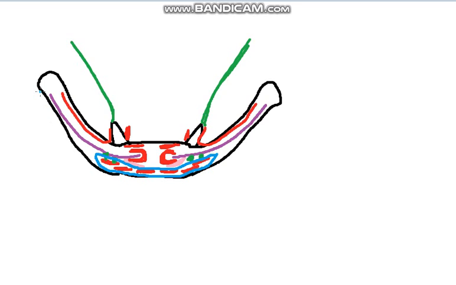Not only that, to the lower border of the body and the greater cornu, you also have the attachment of the investing layer of the deep cervical fascia. So the attachment of both the investing layer and the pretracheal layer of the deep cervical fascia to the hyoid bone. Now if we draw the posterior surface, we have just drawn the anterior surface of the body of the hyoid and the superior surface of the greater cornu. Now if we move on to the posterior surface of the body of the hyoid, it actually looks somewhat like this.